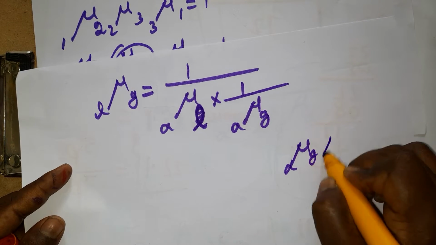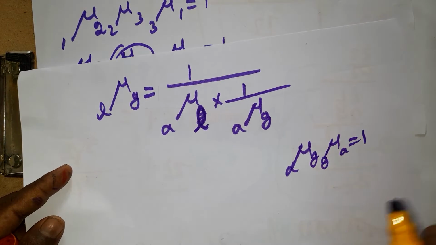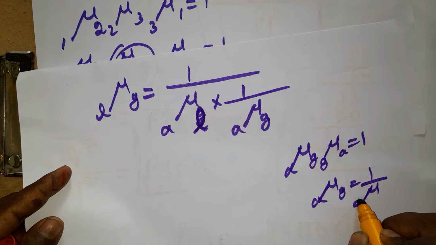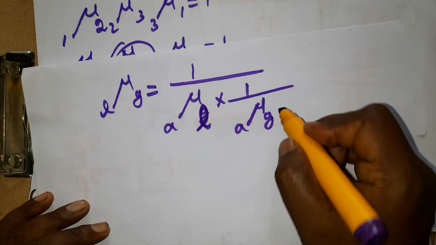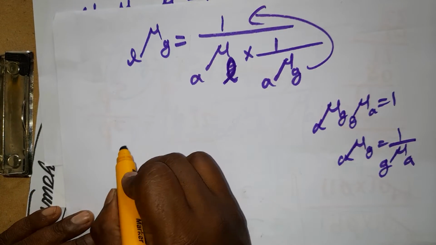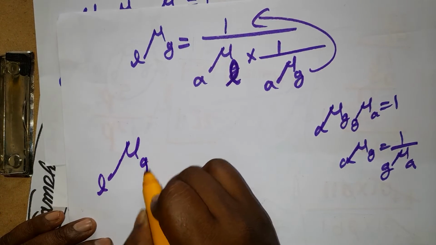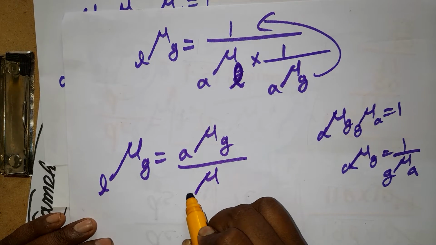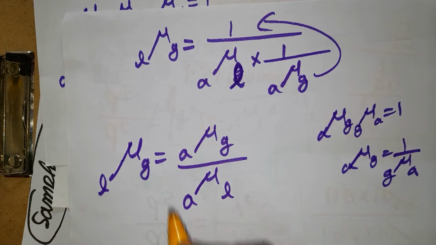Because A to G, G to A is equal to 1. This is called the reversibility principle. If you want A to G, it is equal to 1 divided by G to A. So opposite, the denominator directly will come into the numerator. The refractive index of liquid to glass is equal to the refractive index of air to glass divided by the refractive index of air to liquid. Directly also you can take this formula.